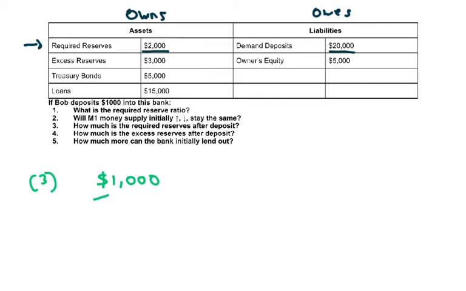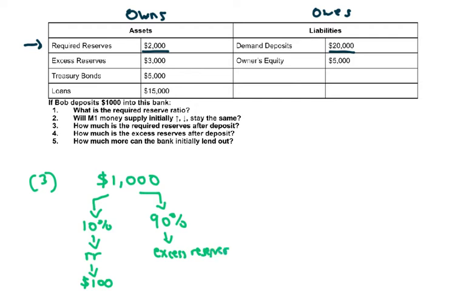So we've got to put 10% of that into required reserves, and that's going to be $100 because 10% of 1,000 is $100. And then the other 90% is going to initially go into excess reserves because we don't know if the bank is going to decide to loan it out or not. Some people may be tempted to say, oh, that's going to go into loans. We don't know if they're going to loan it out. It first has to go into excess reserves, and then when the bank makes the decision to loan it out, we can move it then into loans. So 90% of 1,000 is $900.